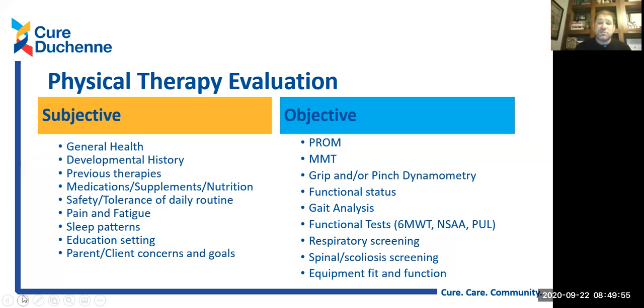What does the developmental history look like? This is where I'll ask them, at what age did they sit up? Did they stand? Did they walk? At what age did they run? So trying to get an idea of where we started and how that developmental history was. I want to ask them what their previous therapies were. So had they received physical therapy or occupational therapy or speech therapy before? What medications or supplements or nutrition are they on? Or are they currently involved in a trial with one of the pharmaceutical companies for Duchenne? Are they taking any supplements? And what does their general nutrition look like?